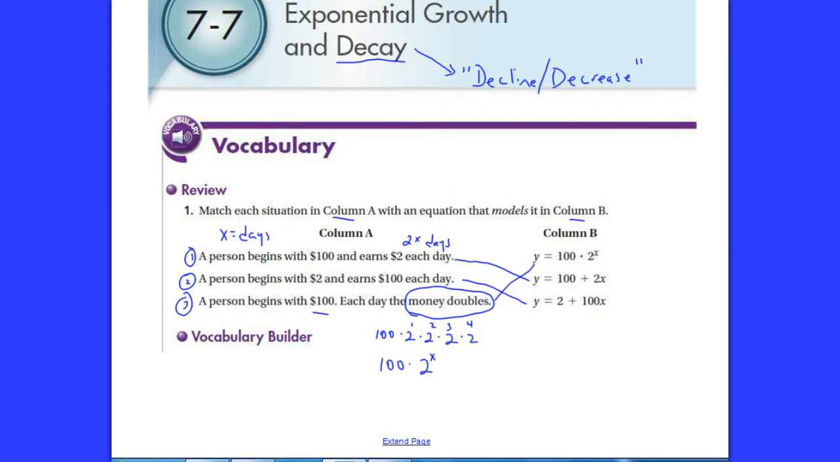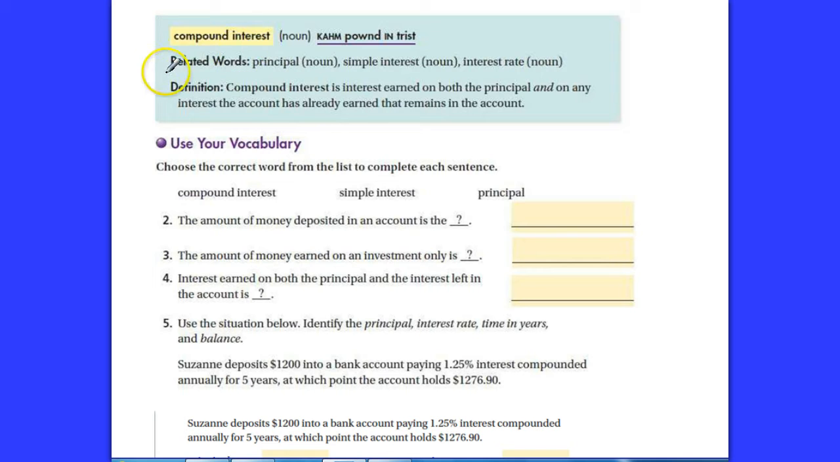Okay, with that said, let's go down. What we're looking at here is one example called compounding interest, and that's a growth. And we'll also look at some decaying things. And so we're going to jump into that. Compound interest is when you earn interest on both the principal and on the interest.